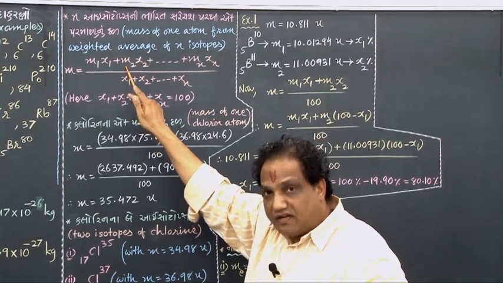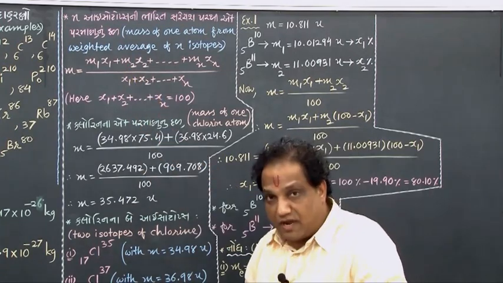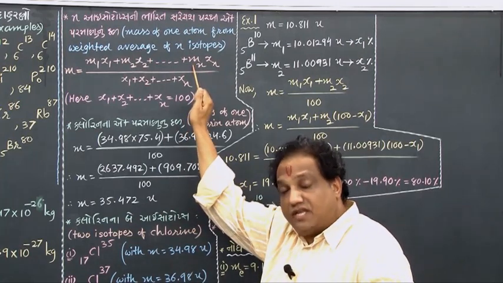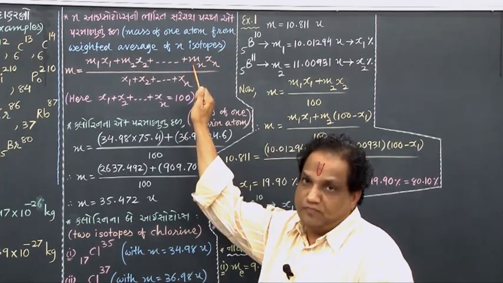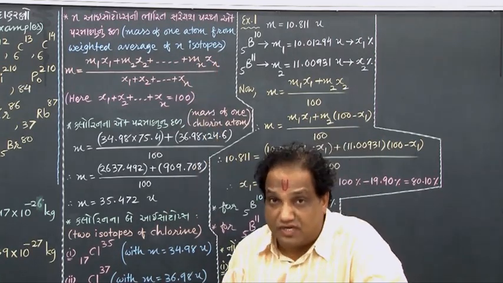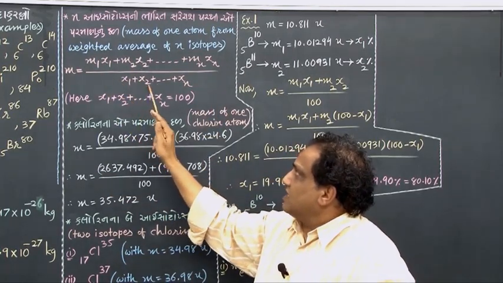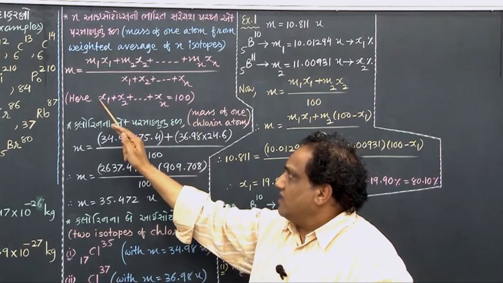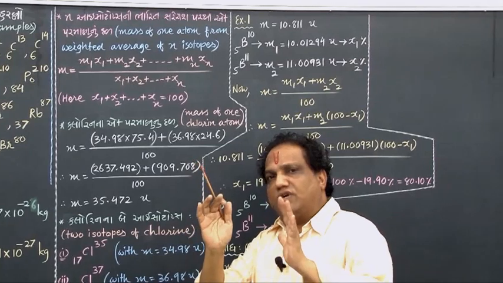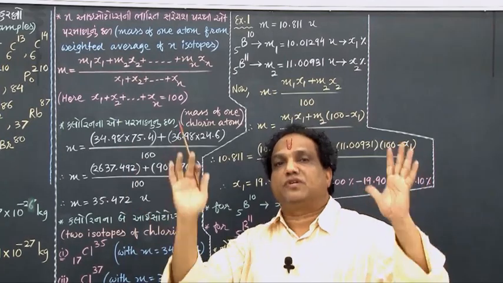Mass of each atom in the second isotope is M2. Its proportion I am taking X2 percentage. Similarly, mass of one atom in the nth isotope is suppose Mn and its proportion is suppose Xn percentage. Then you find such a summation and divide it by x1 plus x2 plus dash dash dash plus xn, where this denominator is always 100, because whatever is the quantity in a given mixture, that quantity we take as total, that is 100 percentage.